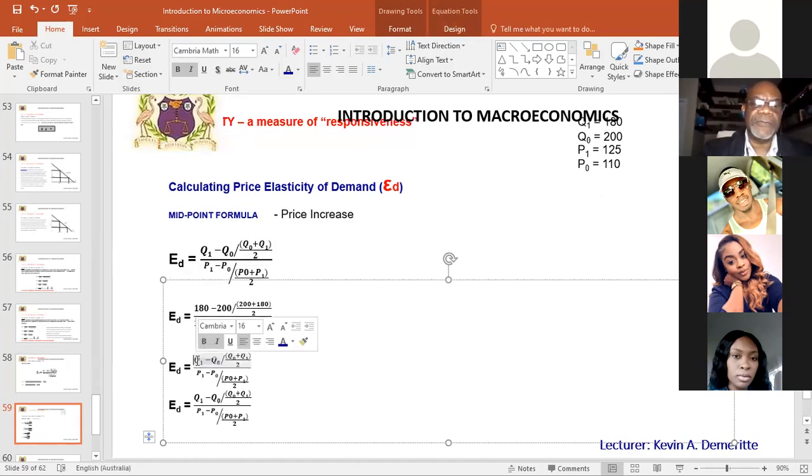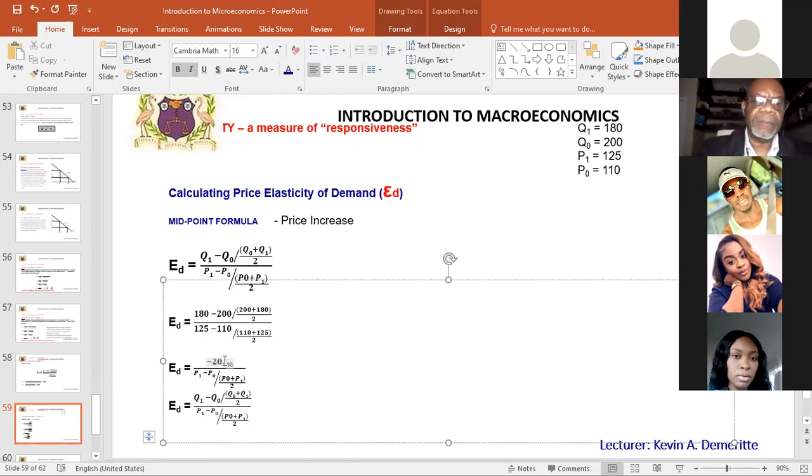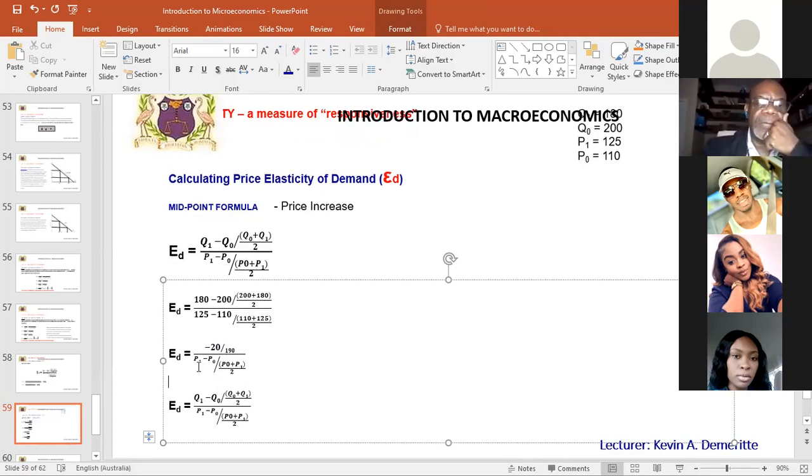So let's do some calculations, please, folks. 180 minus 200, we did that already. That is minus 20. All right, fine. Now, this part, 200 plus 180 divided by 2. I got 190. That's right. No, not 9, 190. All right. P1 minus P0: 125 minus 110 is 15.